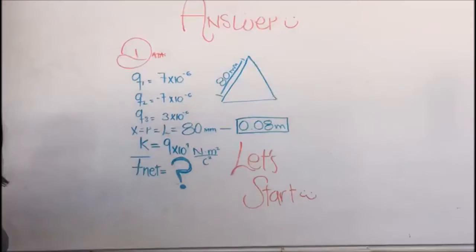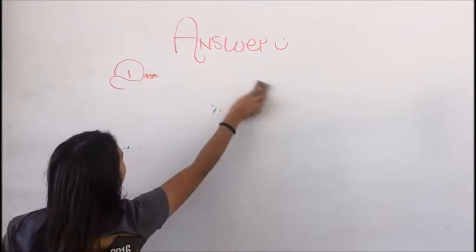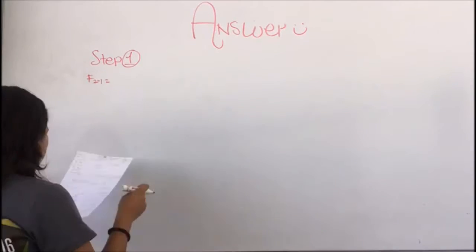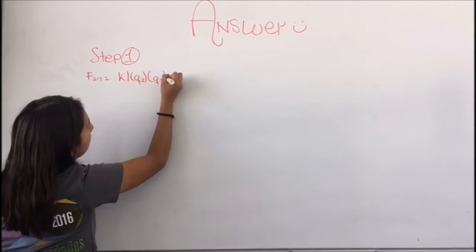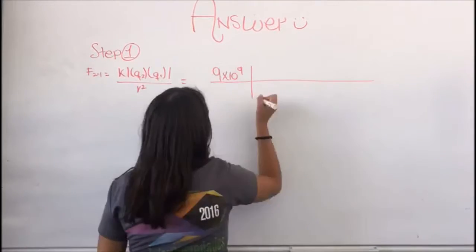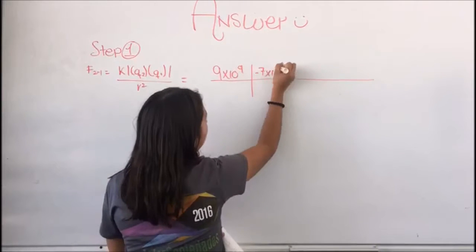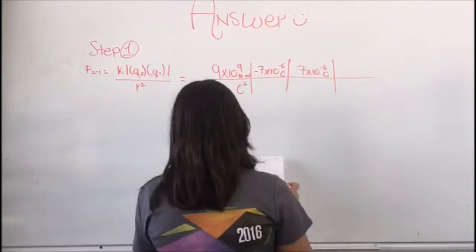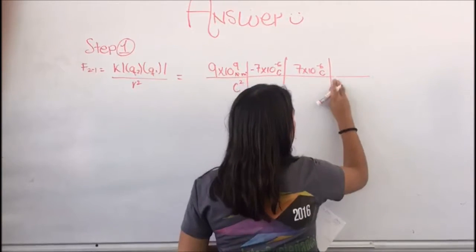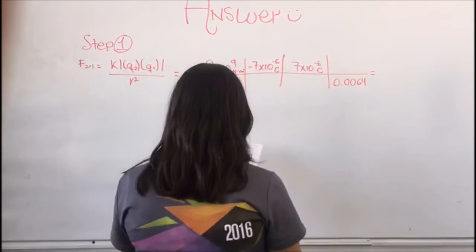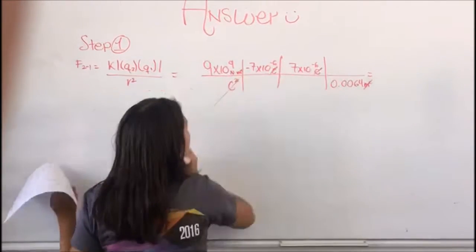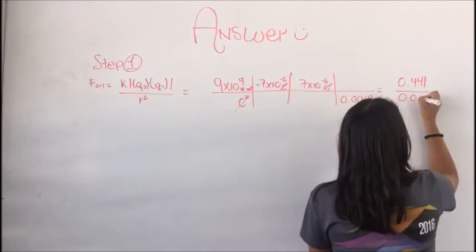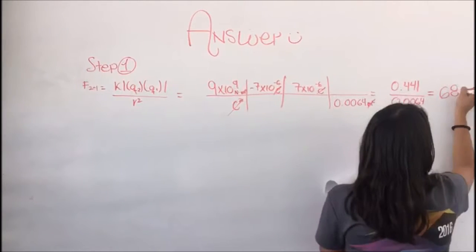So let's start. In the first step, we need to get force 2 to 1 and 3 to 1. So first we're going to get 2 to 1. The formula is K by Q2 by Q1, and that result we are going to divide by square R. And that's the result of F 2 to 1. And it's equal to, so the answer is 68.90 newtons.